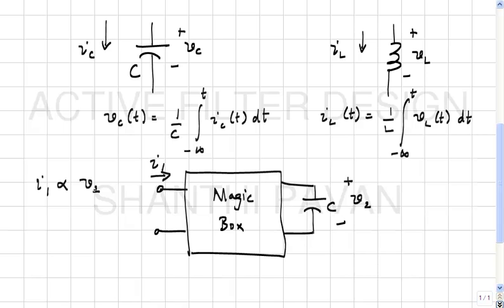and if you want to interchange the roles of voltage and current in the capacitor, what will you do? You want the capacitor voltage to look like the input current, and the capacitor current to look like the input voltage. So, in other words, I2 must be proportional to V1.